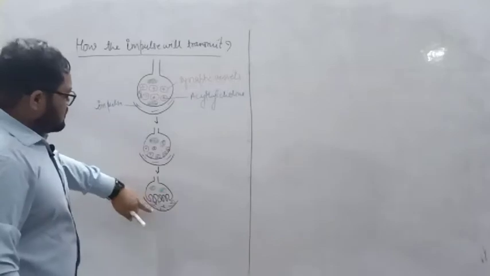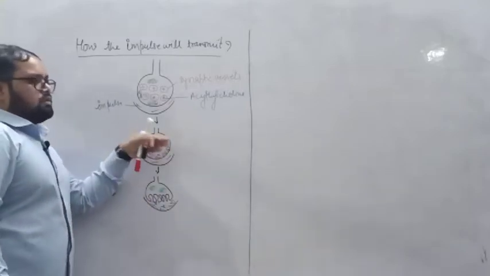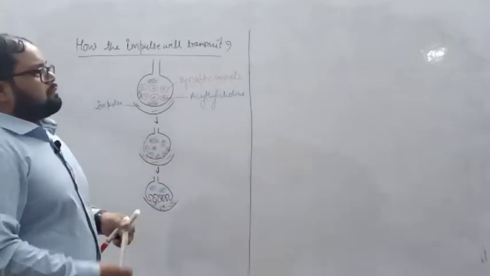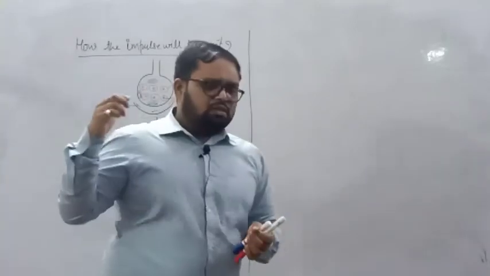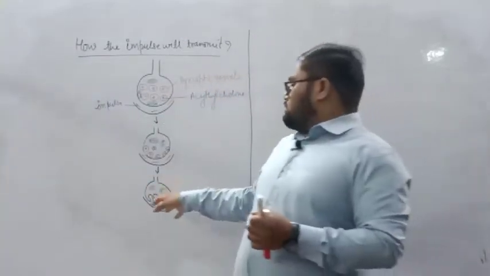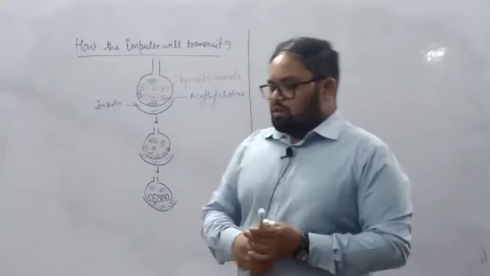Okay, so this is one way. Later there are many other ways. So the impulse transmission at the synapse takes place in this way.